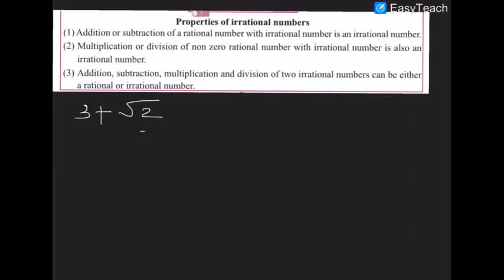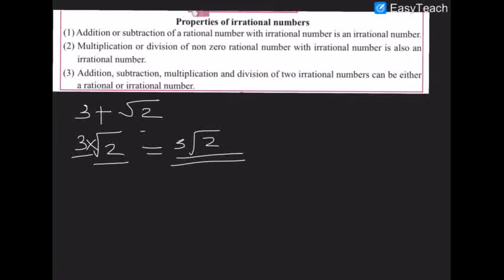And the next is multiplication or division of a non-zero rational number with an irrational number is also an irrational number. When we multiply or divide a rational number with an irrational number, here 3 is rational and root 2 is irrational, the answer we get is irrational. 3 into root 2 is 3 root 2, so it is an irrational number. And what is the last one? Addition, subtraction, multiplication, division of irrational numbers can be either a rational or an irrational number.